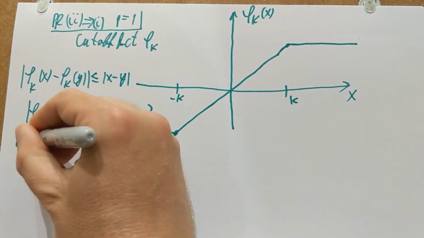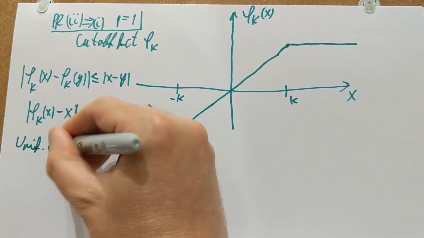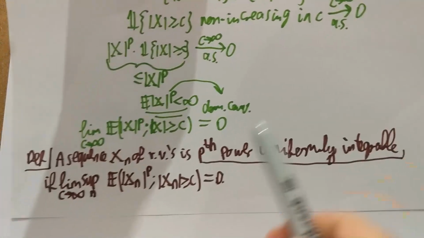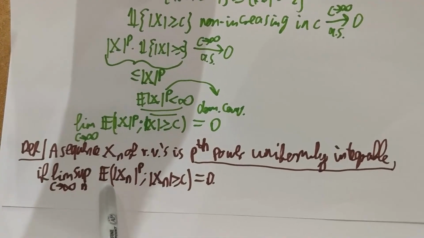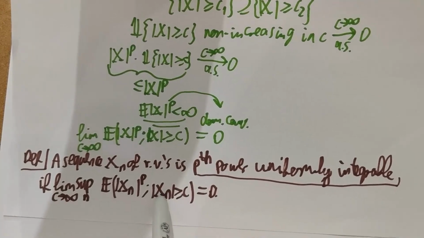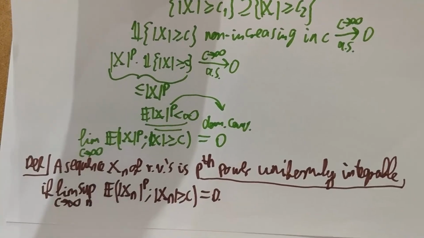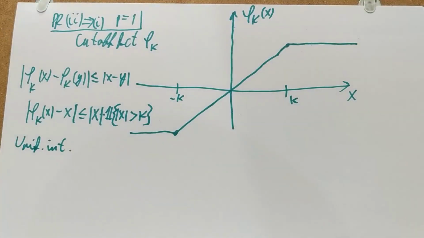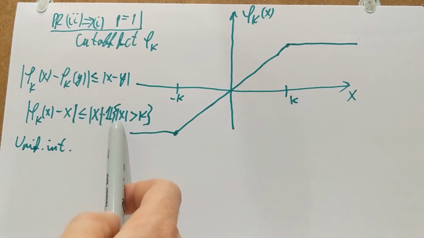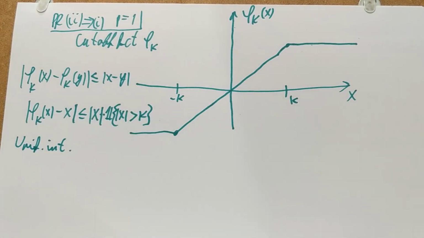So uniform integrability. What is uniform integrability? Here is the definition. Being P-th power uniformly integrable, P is 1 for this proof, means that the expectation of the modulus of x under the indicator that the modulus of x is larger than c is 0 in the limit, even if I take a supremum here. Okay, now notice that I have something very similar at this point. I have the modulus of x times the indicator that the modulus is larger than k. It's very similar to what we have in the definition of uniform integrability.